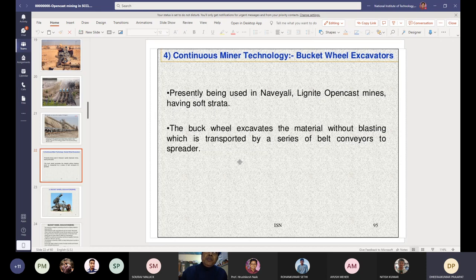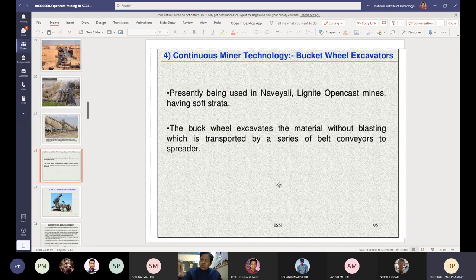If you read about in-pit crushing and conveying technology, you will come to know what it is. Why are people using it? Because whenever deep open cast mines are mined, dumpers cannot be used because of the high gradient and inclined haul roads. Because of the inclination of the haul roads, dumpers cannot carry the material from the pit bottom to the surface.